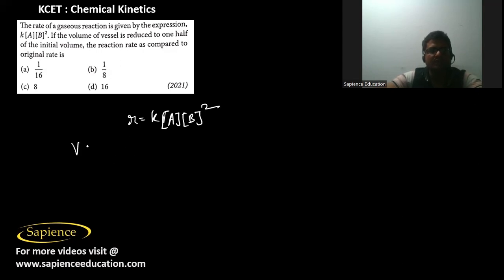Now volume is reduced to half. Volume is reduced to one half of the initial volume. So therefore the concentration will increase to twice of the initial concentration.